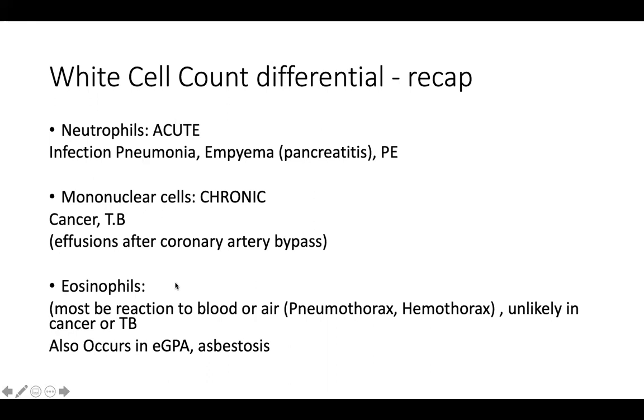Eosinophils are often a reaction to blood or air, so if there's a concomitant pneumothorax or haemothorax. If you've got eosinophils, it's actually been found in studies to be inversely related to the chance of it being cancer, but it can also occur in asbestosis or EGPA. So much more of that allergic picture.